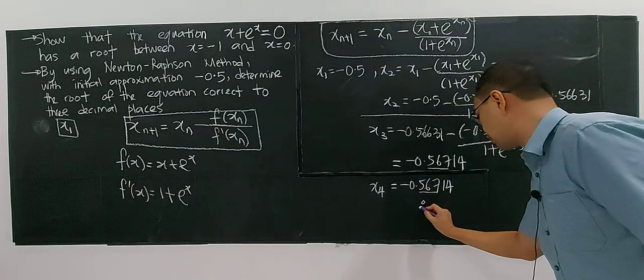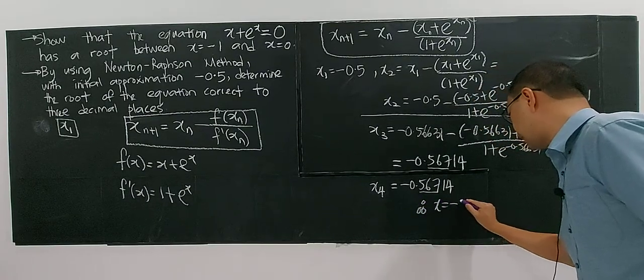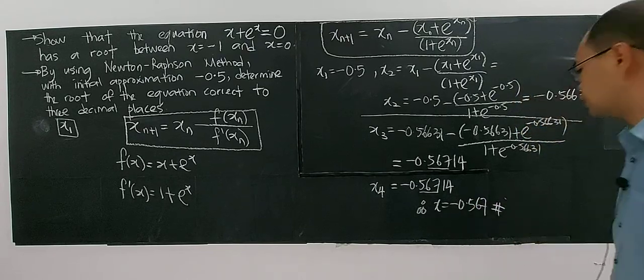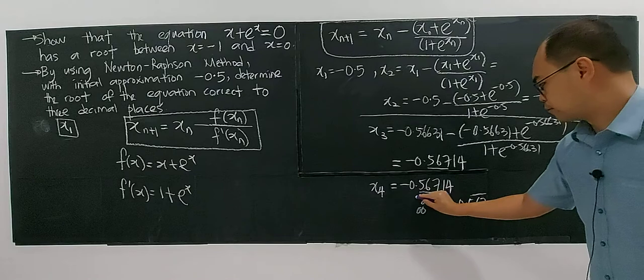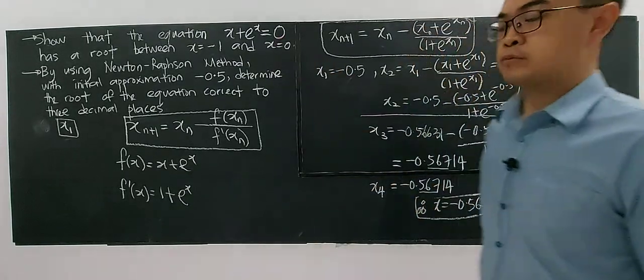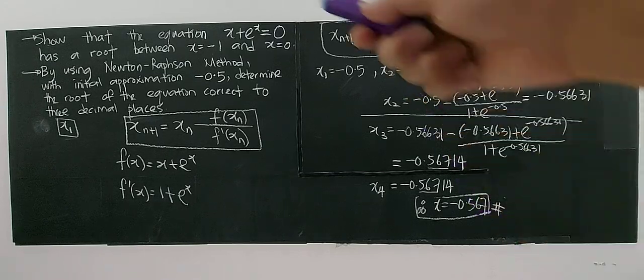So therefore, we know that x equals negative 0.567 will be the solution, or the root, for this equation here, by applying the Newton-Raphson method. All right, so that's all for this video. Hope you understand. I will give another two examples to show you clearly what are the steps that you need to carry out in order to get the roots of an equation.